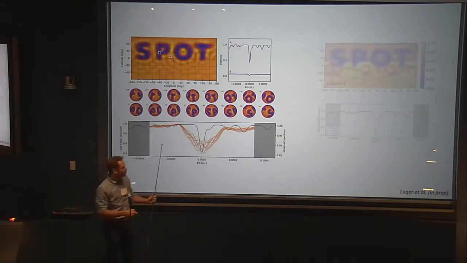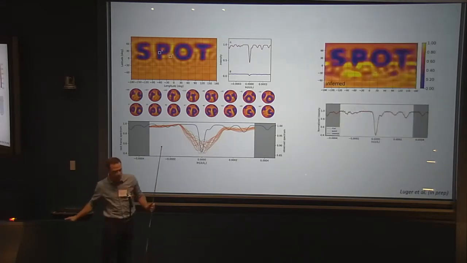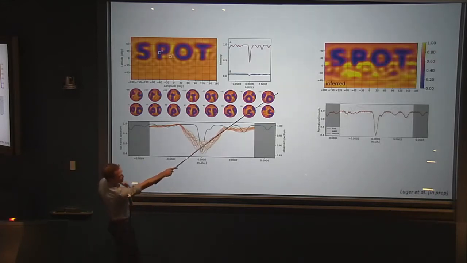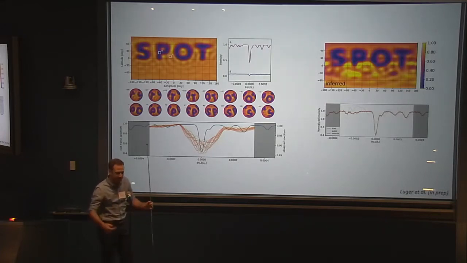This has been done before, but I think one of the interesting results is that we can now tackle this problem in a very Bayesian and principled way, where we can actually simultaneously solve for the map of the object and the spectrum in the case where you don't know the spectrum exactly.